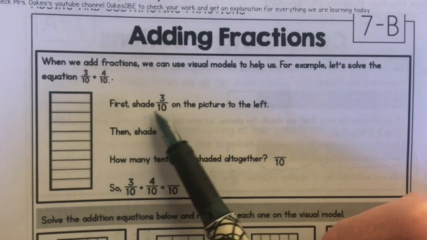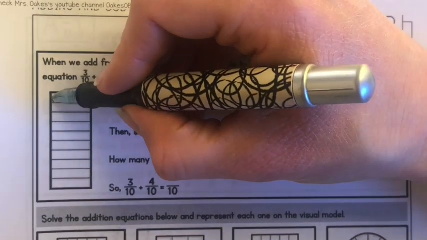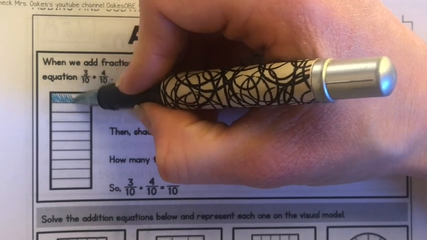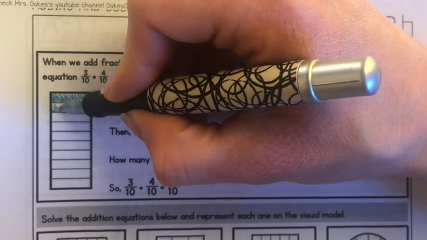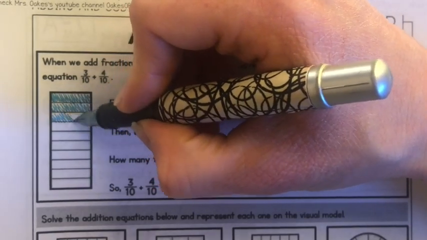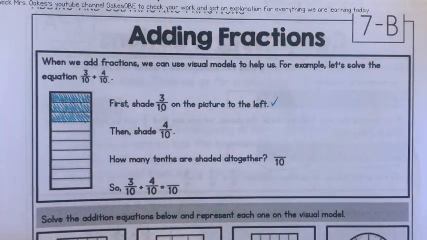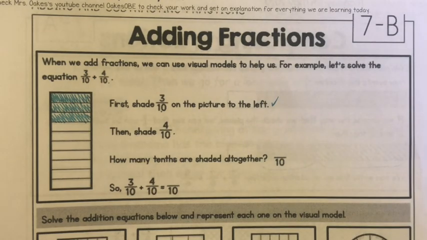It says first shade 3/10 on the picture to the left. So I start by shading 3/10. 1, 2, 3. Okay, I did that. Now I'm going to shade 4/10, and I'm just going to pick a different color, because it's hard to see my shading on camera, so I like the differences that I'm making. So, sure, purple.